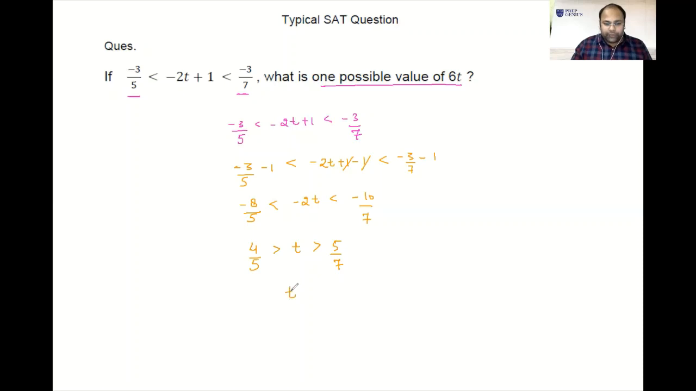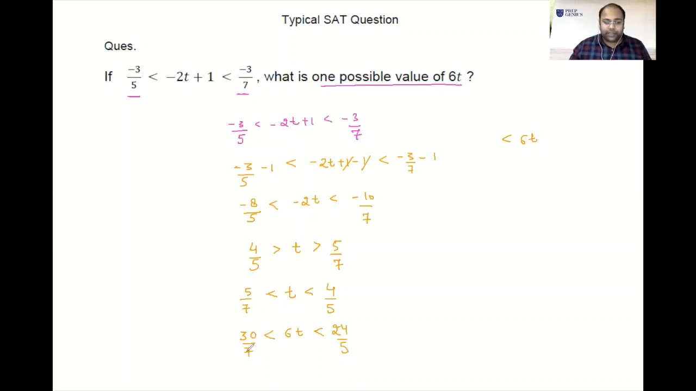So you got the range of t: t is greater than 5/7 and it is less than 4/5, right? Now because you have to find the value of 6t, let's multiply the entire inequality by 6. So this becomes 6 5s are 30, so it would become 30/7. This t would become 6t, and this 4/5 would become 6 4s are 24, 24/5. So what is the range of 6t you are getting? 6t is greater than 30/7.